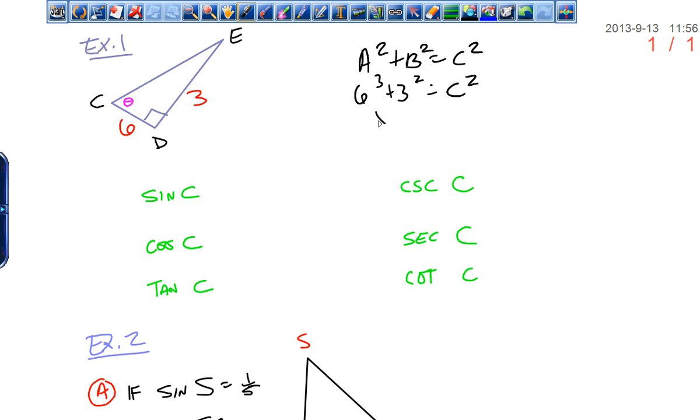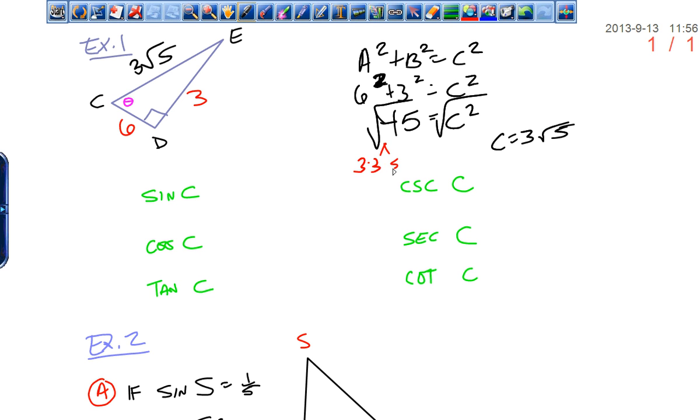That's 45. So the square root of 45 is 3 root 5. How did I get 3 root 5? If you break 45 down, that's 3 times 3 times 5. I've got a pair of 3s, take one out.